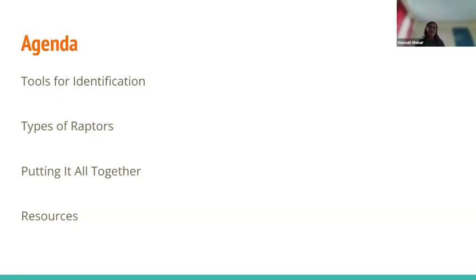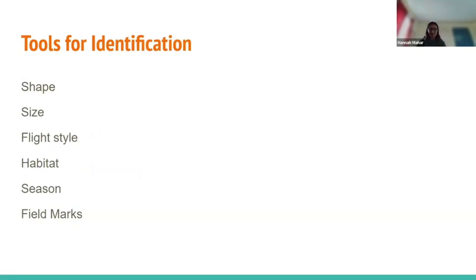And then last but not least, we have some recommended resources, and those include some books, websites, and just some really helpful tools for helping you along in your raptor identification journey. All right, so let's get started. So first off, tools for identification, we're going to go over the shape, size, flight style, habitat, season, and field marks.